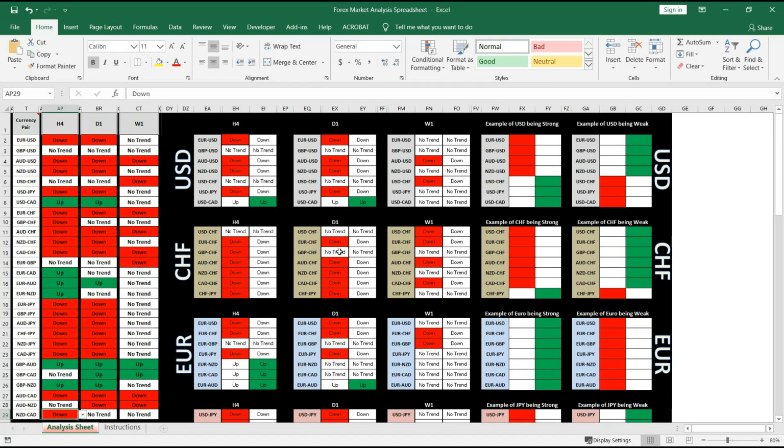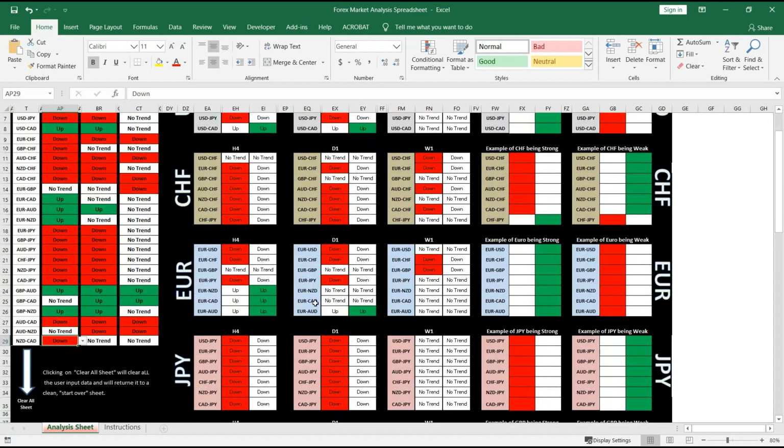The pound Swiss, the pound's been strong. That's why there's no trend there as well. So it's showing you that the Swiss has some strength as well.